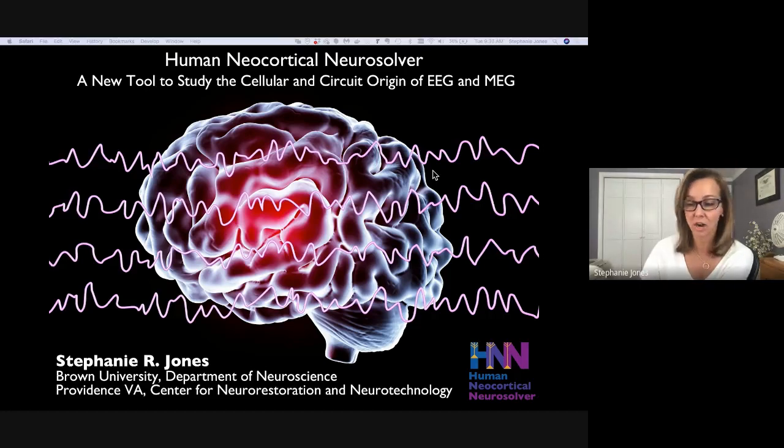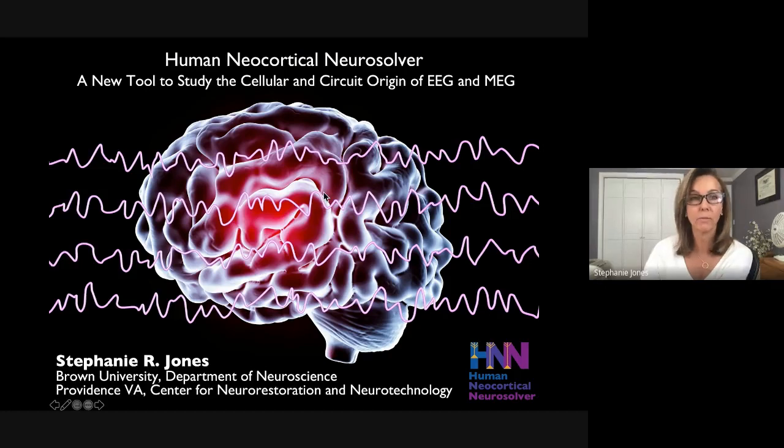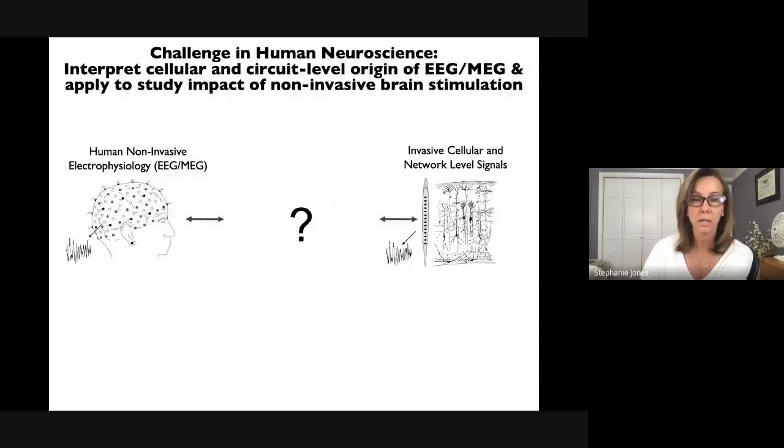Okay, so I'm going to start by describing the challenge in human neuroscience that we aim to address with the development of this tool. In my lab, we study human electrophysiology. We collect both MEG and EEG, magneto and electroencephalography. These are really powerful techniques because they allow us to study human brain dynamics with millisecond resolution in both health and disease, and we can do this in adults and children. We can combine it with brain stimulation. It's a really powerful technology to study the human brain.